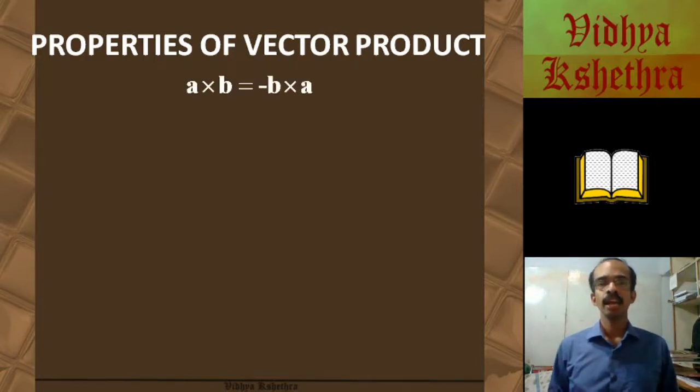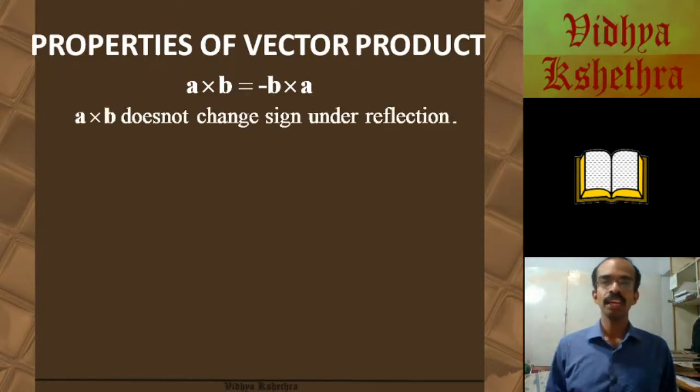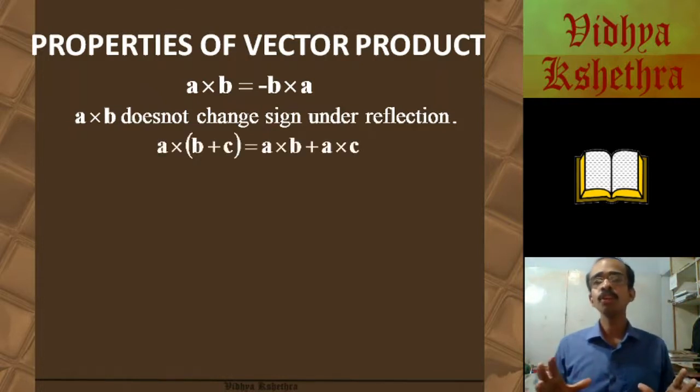First property is A cross B is equal to minus B cross A. Second, A cross B does not change sign under reflection. That is, in case of reflection, vector A will become minus vector A and vector B will become minus vector B. That is, minus A cross minus B is equal to A cross B. Now, this is the distributive property of vector product. That is, A cross (B plus C) is equal to A cross B plus A cross C. And A cross A is equal to 0. That is, the vector product of the same vector will be 0 since the angle between the vectors is 0 and sine 0 is equal to 0.